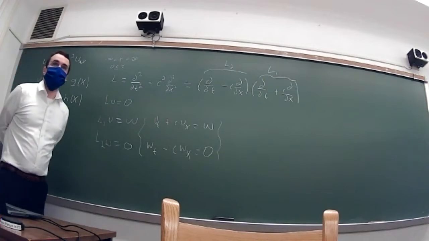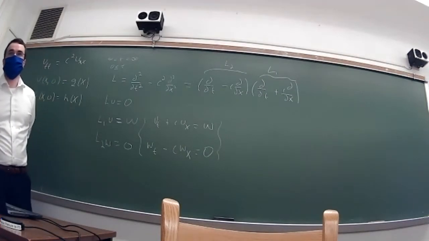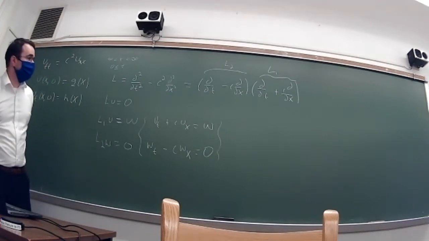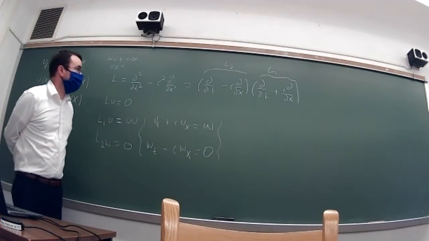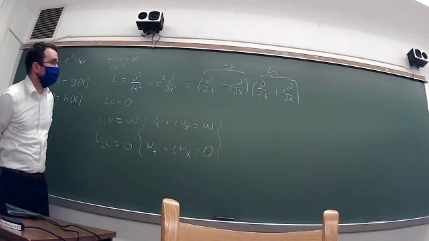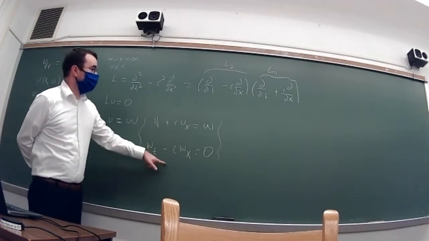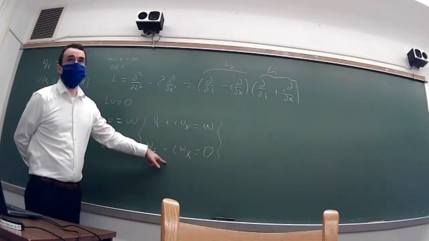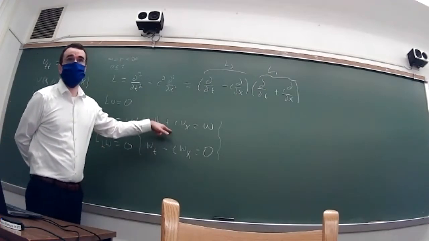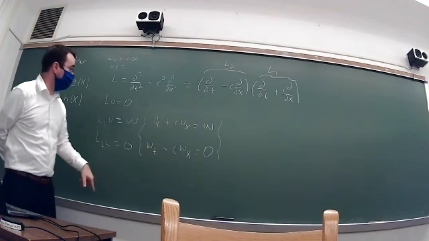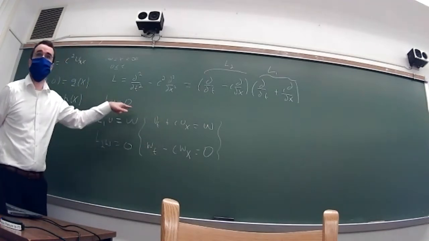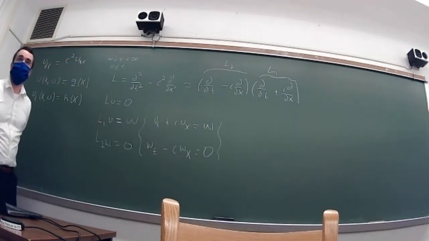Yeah, so W is something you have to solve for. Oh, yeah. Right, so basically what I'm saying is that if you can solve this equation for W and this equation for U, then you have found U such that LU equals 0.